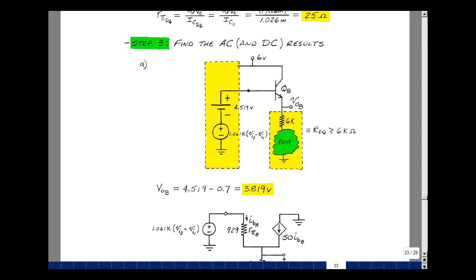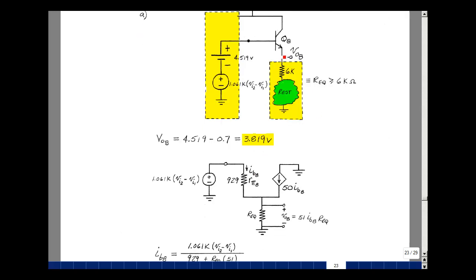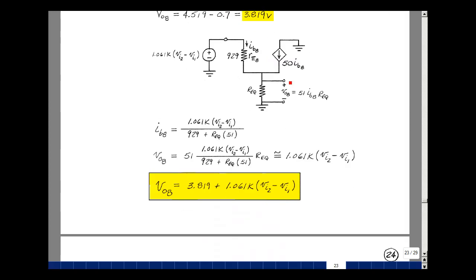Let's find the AC results. We found the value of r_pi last time for transistor 8. It was 929 ohms. And then between the collector and the emitter, we have a current source of beta times i_b, where i_b is our phasor current for the base of transistor 8. And then we've got this equivalent resistance here, which is at least 6,000 ohms in value. Let's solve for the AC results here, and we'll add it to our DC results.